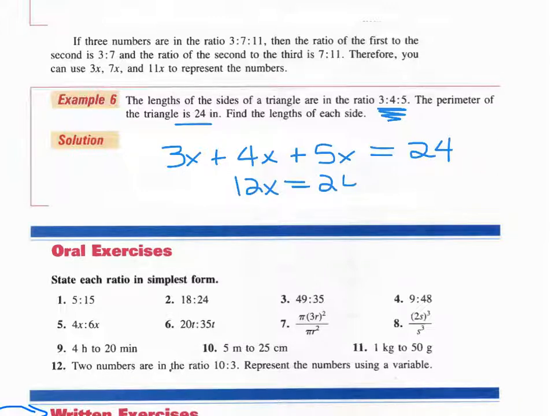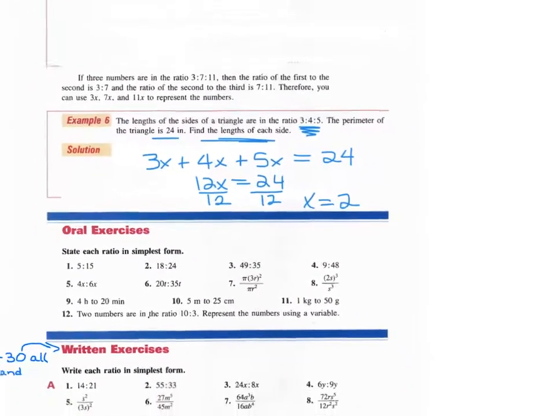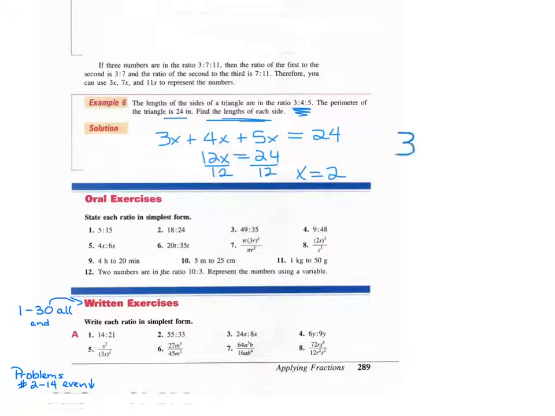I now solve for x by dividing, and I get x equals 2. Now it didn't say to find x, it said to find the length of each side. So now I take each one of these, the 3x, the 4x, the 5x, and now I'm going to multiply all of them by 2, and that would give me the length of each individual side.